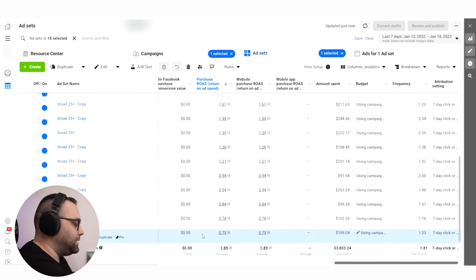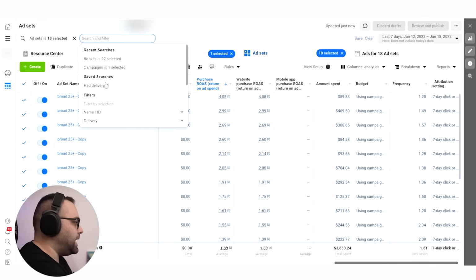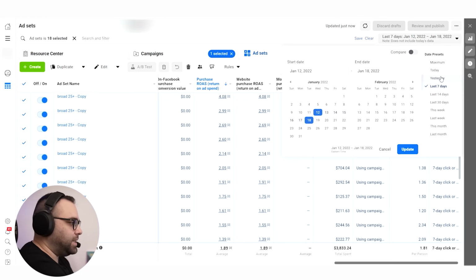Why? Because CBO is working like this. It's distributing a budget among all of the assets. So if you close one of your assets, it means that this budget is going to be distributed among the other assets that you have. And guess what? Now that we closed our assets, we need to come here, we need to check what the assets that we have chosen to keep spent yesterday, okay?